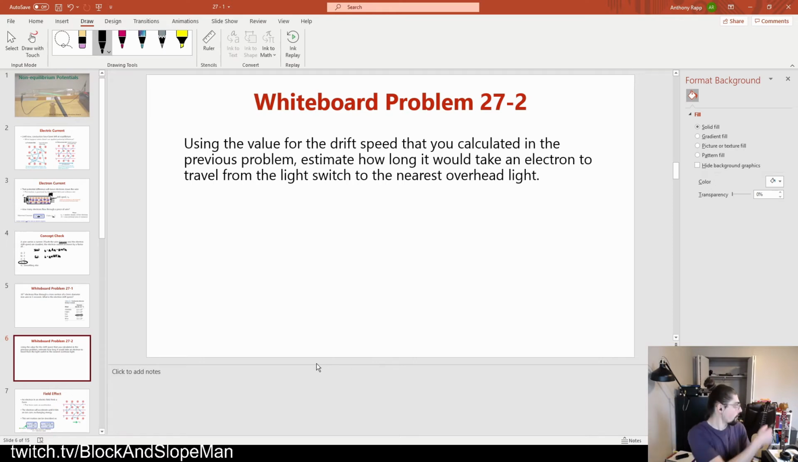So for me, I've got essentially something on the wall right over there, up to the light up in the ceiling. If you don't have a ceiling light, if you've only got a lamp, go ahead and use like the length of the wire of the lamp or something like that. But we're trying to calculate here, how long is it going to take for any of these electrons from the switch to the light bulb? How long is that going to take for them to travel that distance?